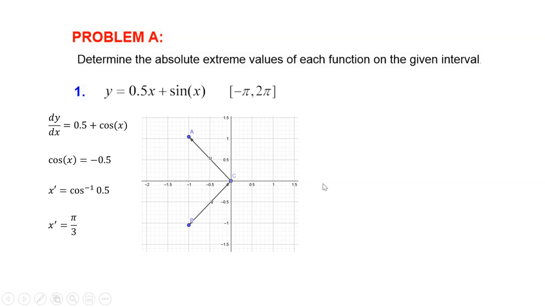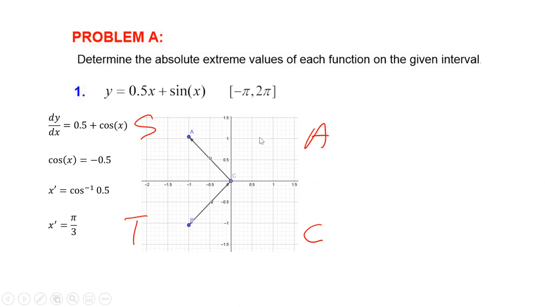Let me remind you what the CAS rule says. CAS rule says that cosine is positive in this quadrant, and I don't want cosine to be positive. I want cosine to be negative. That's what this line here is saying. I want cosine to be negative.